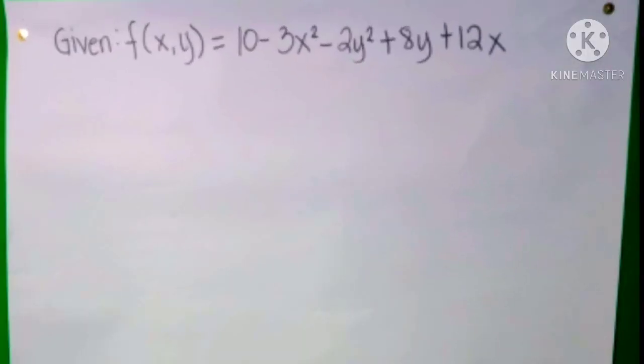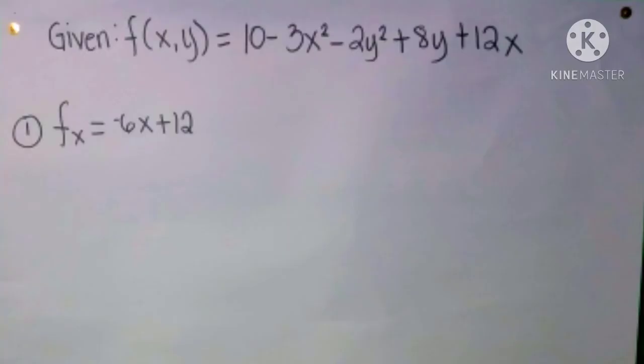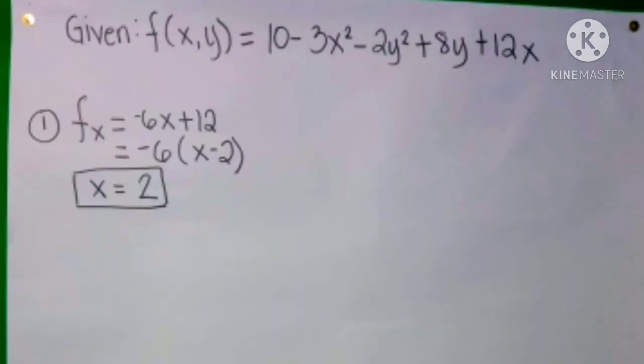We have an example. Given that the function of x and y equals 10 minus 3x squared minus 2y squared plus 8y plus 12x, identify any critical points, saddle points, and any local extrema. So first, we have to find the partial derivative with respect to x. 10 is constant, so it will be 0. The derivative of 3x squared is negative 6x. 2y squared will be treated as constant, and the derivative of 12x is 12. So we have negative 6x plus 12 equals 0, and the value of x is 2.